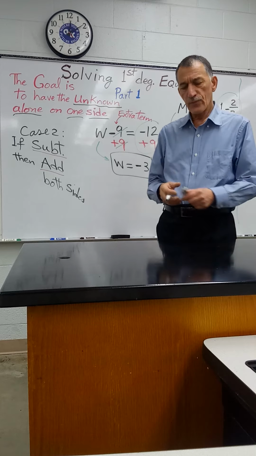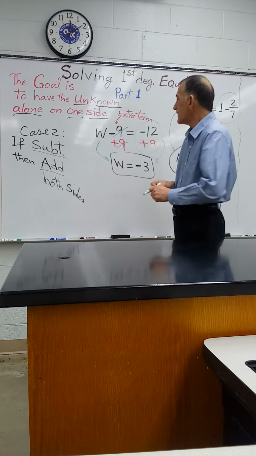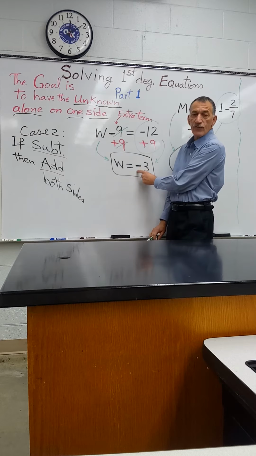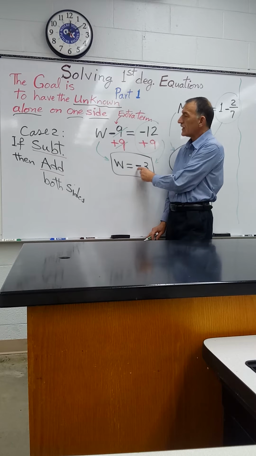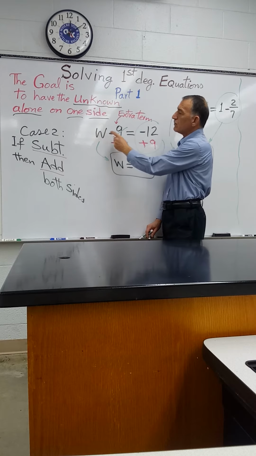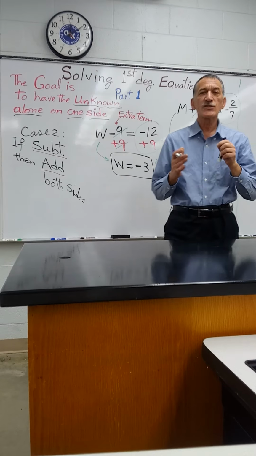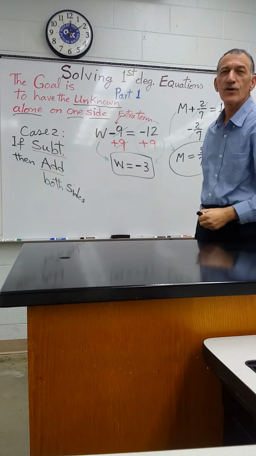Now, how do you check your answer? How do you know if your answer is right or not? Very simple. You got the value for the unknown, that's negative 3, take it and put it back in the original equation, and you have negative 3 minus 9, that should give you negative 12. If the math matches and both sides are equal, boom, you're good to go.